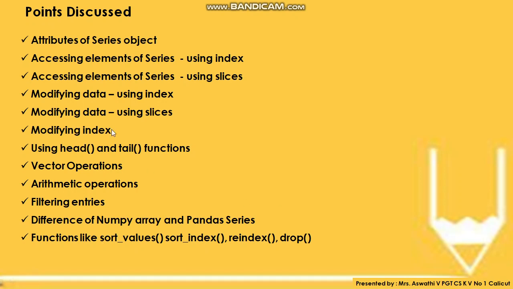So see, these are the points that we have discussed so far. Attributes of series object, accessing elements of series using index, accessing elements of series using slices, modifying data using index, modifying data using slices, modifying index value, head and tail functions, vector operation, arithmetic operation, filtering entries, difference between NumPy array and Pandas series, and functions like sort values, sort index, reindex, and drop.